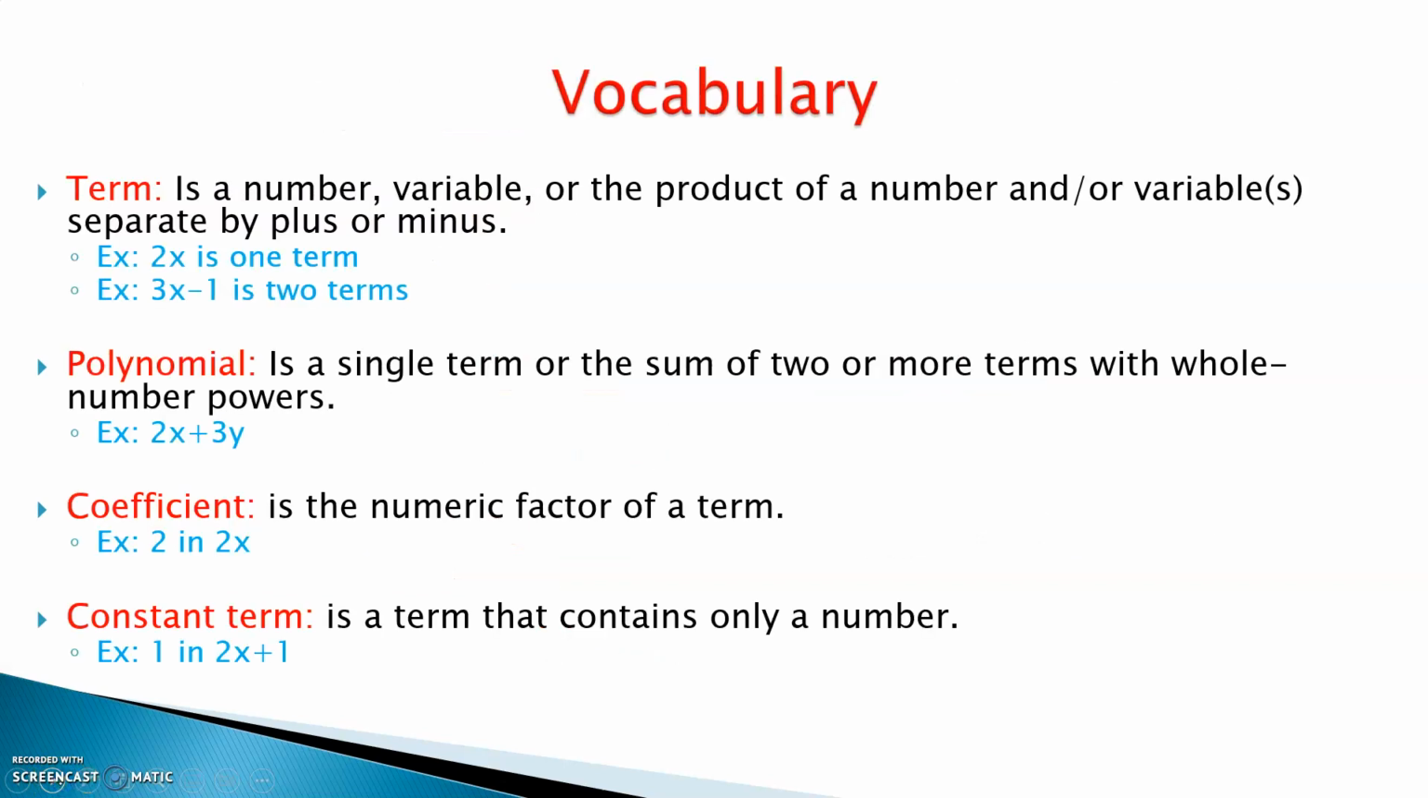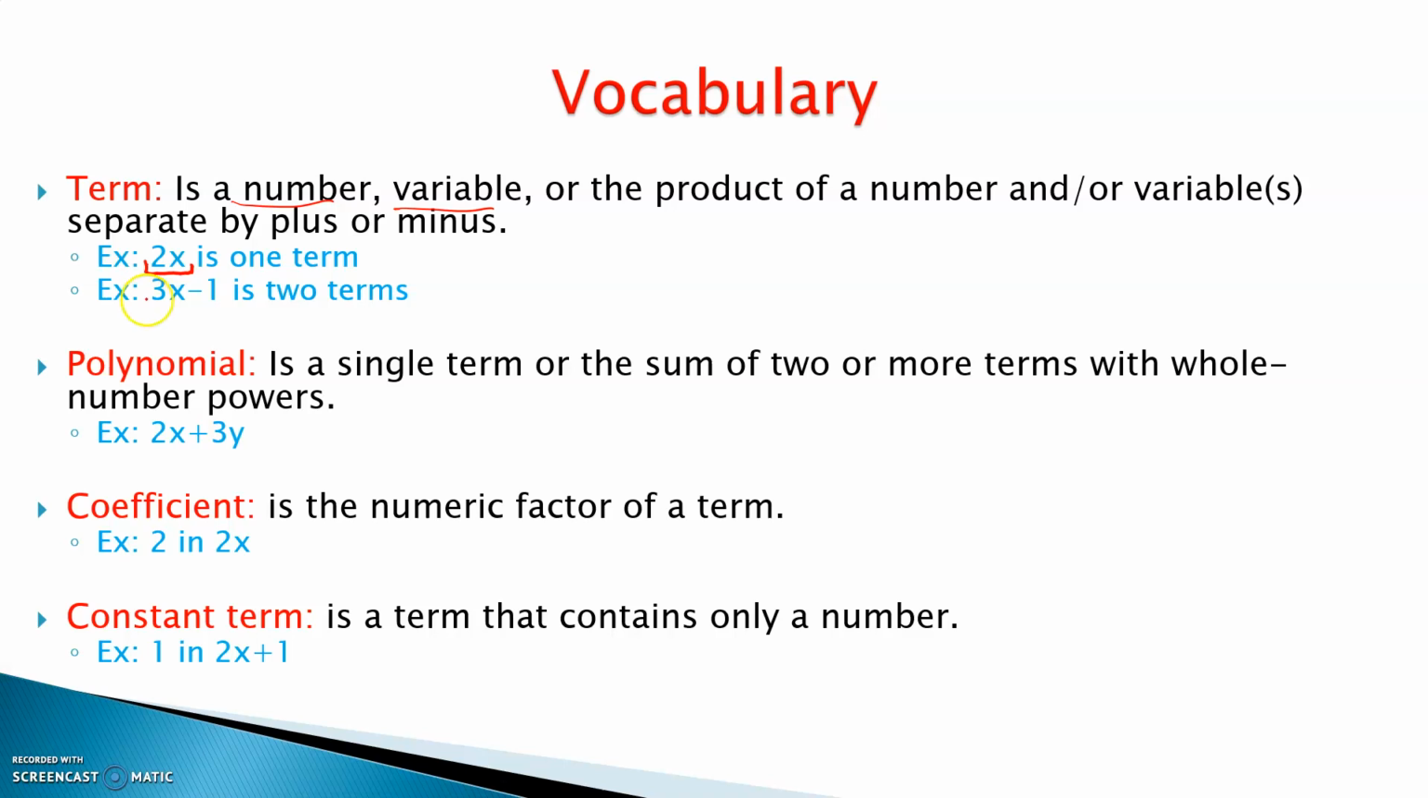All right, so let me give you a couple of definitions here. Term. I will be using this a lot, so make sure that you get this down. What is a term? A term can be a number, a variable, or a combination of a number and a variable. It's the product of a number and or a variable separated by a plus or minus. So in this first example, we have 2x. That together right there is one term. It's a number and a variable next to each other. The moment that you hit a plus or a minus sign, that is what separates your term.